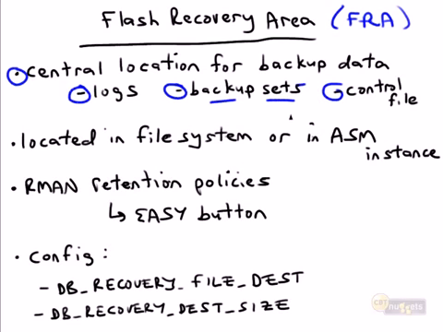What's cool about the flash recovery area is that it's one of those set it and forget it initialization parameters. The actual path or destination you use for your FRA can either be a local file system or you can point to an ASM disk group. Very convenient.